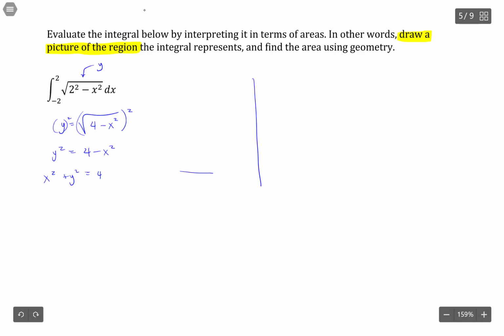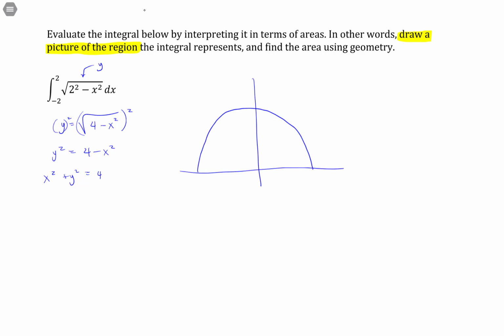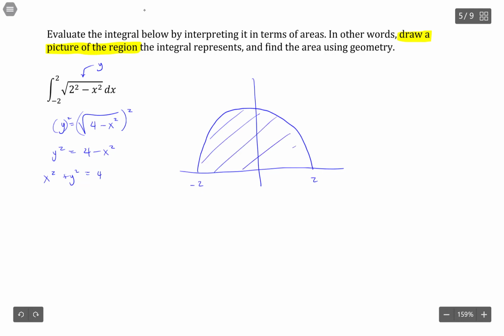And in fact, it's a circle of radius 2, and it's only the top part, because if you'll notice, when I square this square root, it would have taken negative numbers and made them positive, and it would have kept positive numbers the same. But originally, all the numbers were positive, so it's just the upper half of this circle. So there's my region. So from negative 2 to positive 2, that's the region I want.